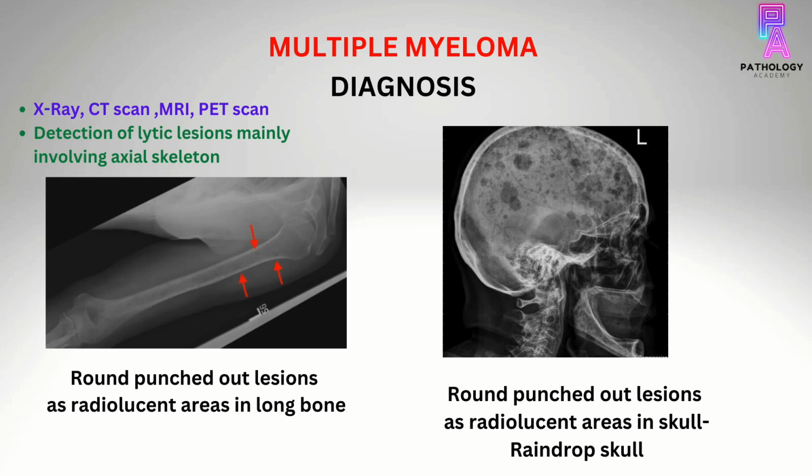As you can see here in the image, punched out lesions and radiolucent areas in the skull give rise to the typical raindrop skull appearance. Also in the long bone, I have shown round punched out lesions as radiolucent areas in this image.